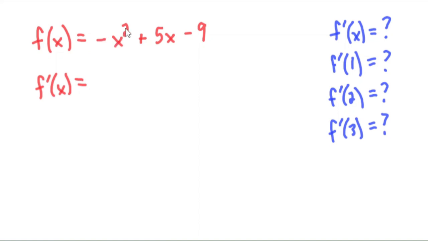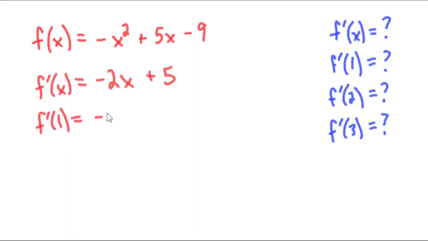Well, the derivative of -x squared is going to be -2x to the 1, right? Plus the derivative of 5x is just 5, and the derivative of minus 9 is just 0. So f prime of x is -2x plus 5. So that's actually the answer to the first part. That's really easy.